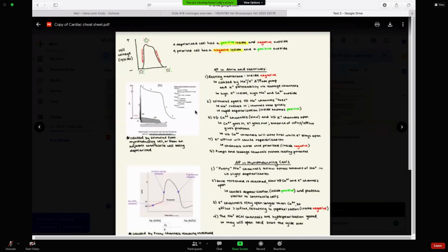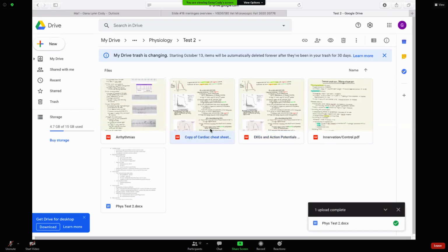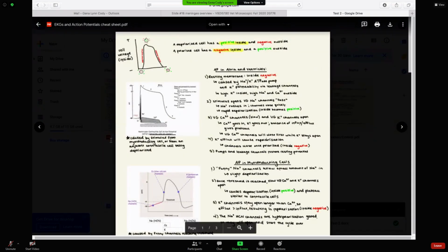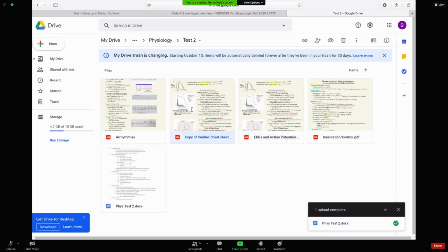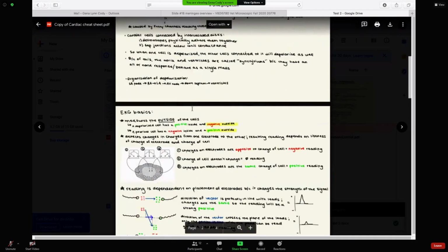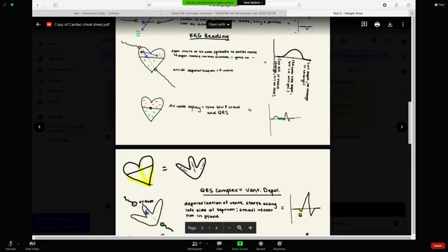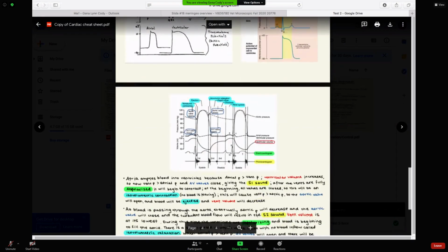So then this sheet was just like, oh, is that the same thing I just had? No. Yes. Okay. I don't know what I'm doing, apparently. But basically, that's EKGs. This is what I was looking for.